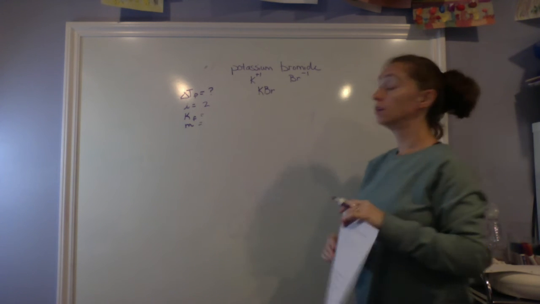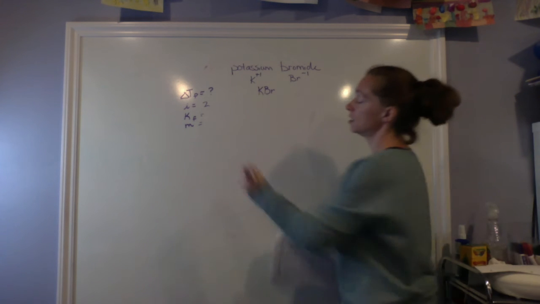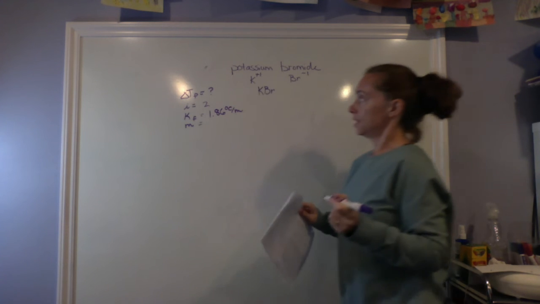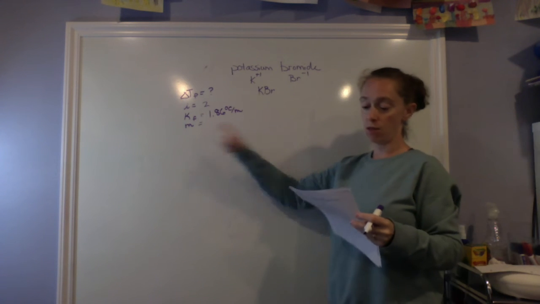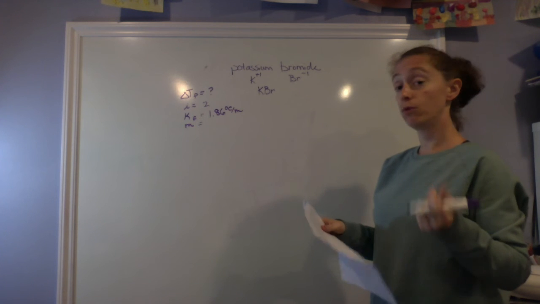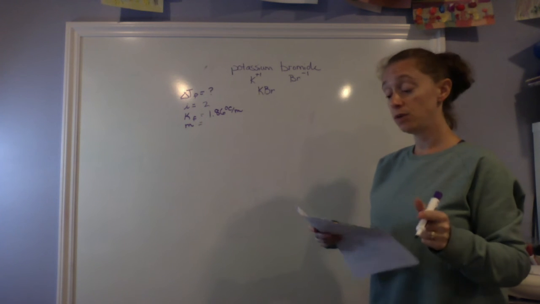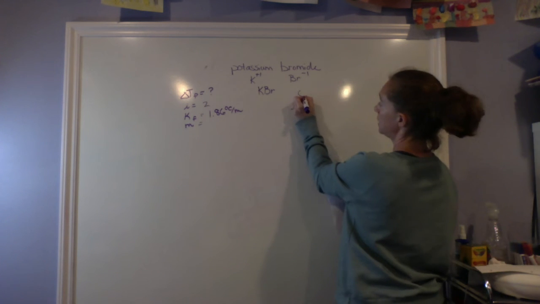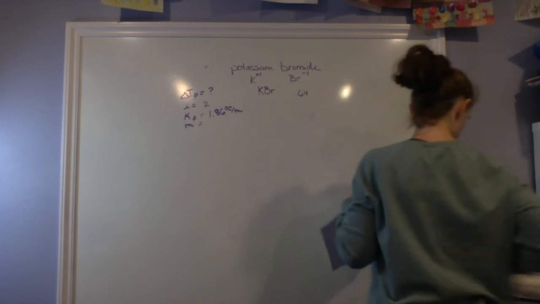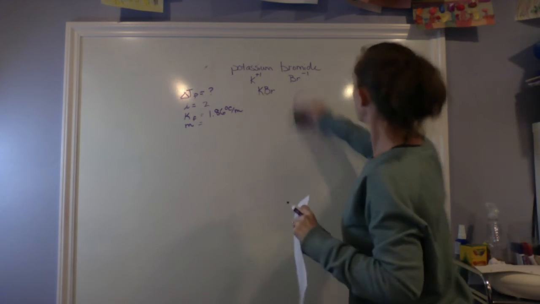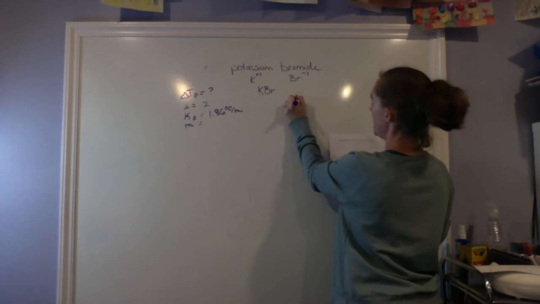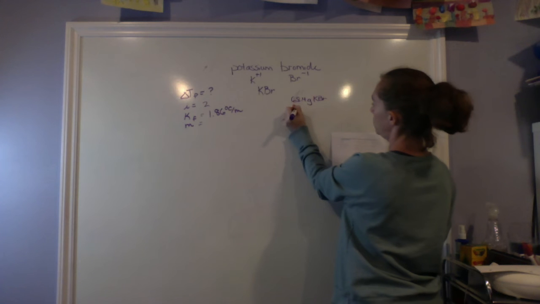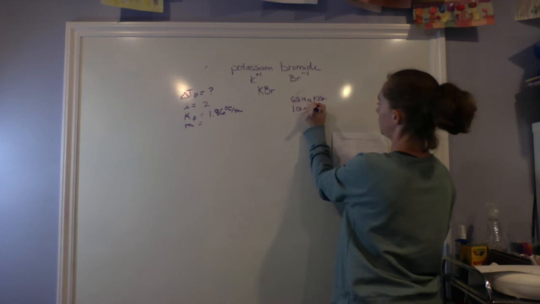Okay? Kf, still dealing with water unless told otherwise, so it's 1.86 degrees Celsius per molal. But we don't know molal. What we do know is that we have 68.4 grams of potassium bromide, and it's in 1.00 times 10 to the second grams of water. So, what do we know? We know 68.4 grams of KBr. And we know 1.00 times 10 to the second grams.